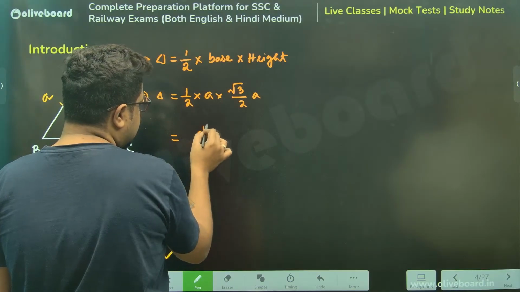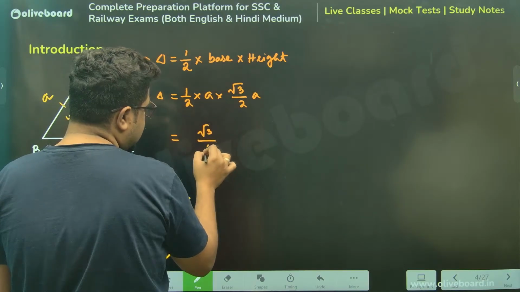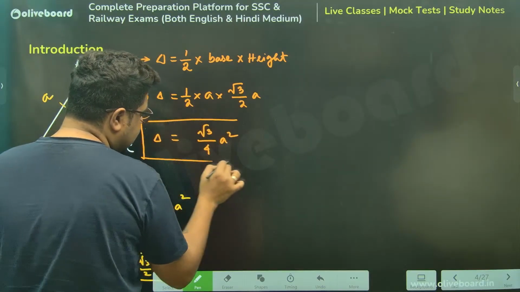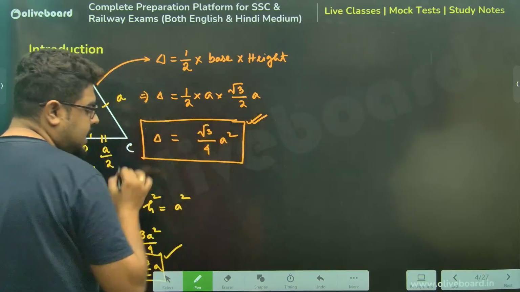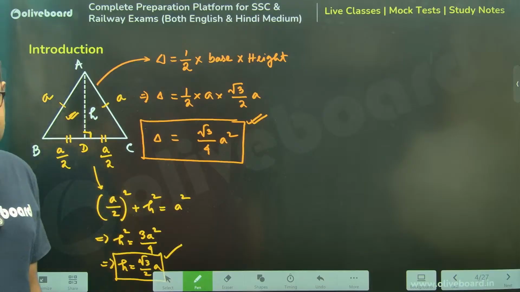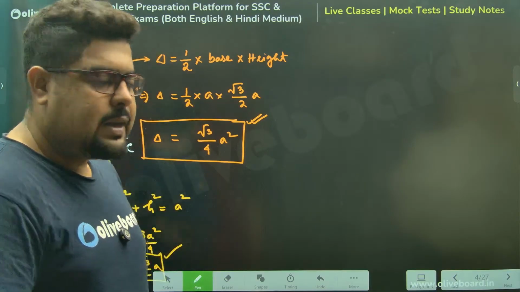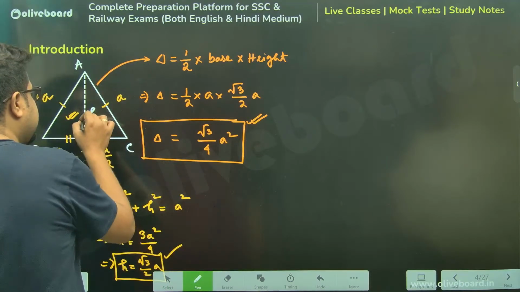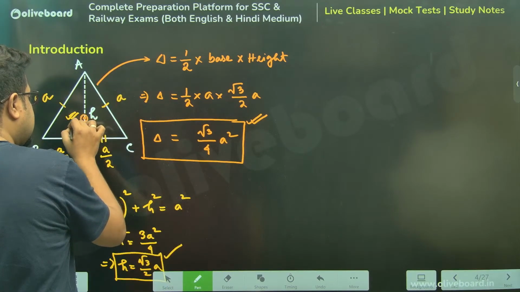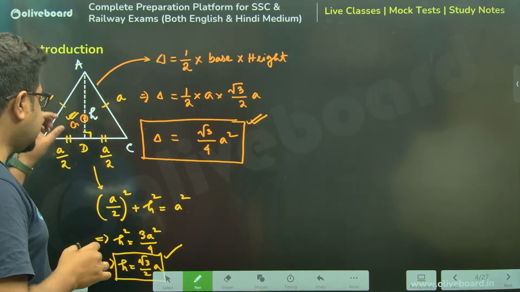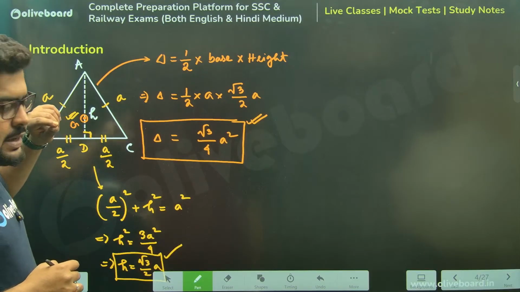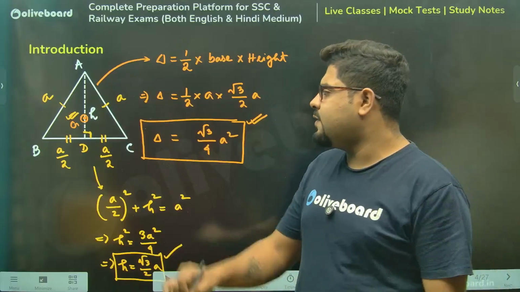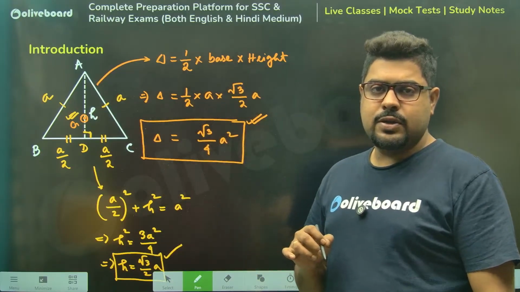So if you calculate root 3 by 4 into A square, this is the formula to figure out the area of any equilateral triangle, sir. This is how you figure it out. Clear, sir? Now, one simple thing, remember: this is, let's say, the centroid of the equilateral triangle. In case of an equilateral triangle, centroid, incenter, circumcenter, everything is the same point.